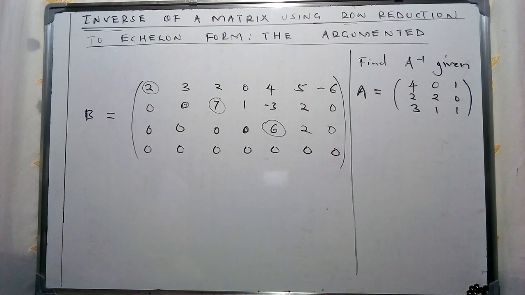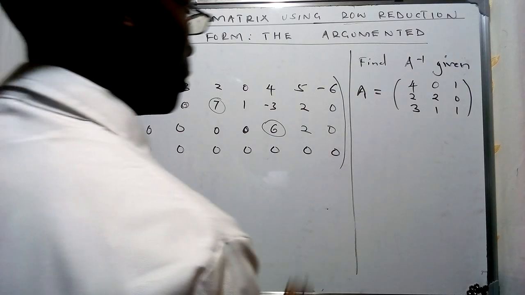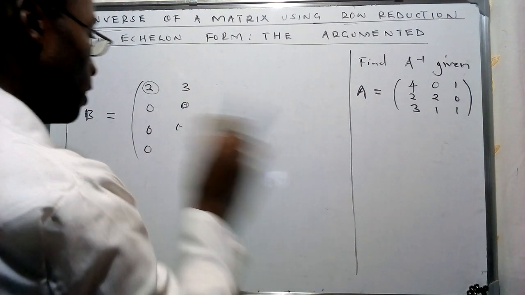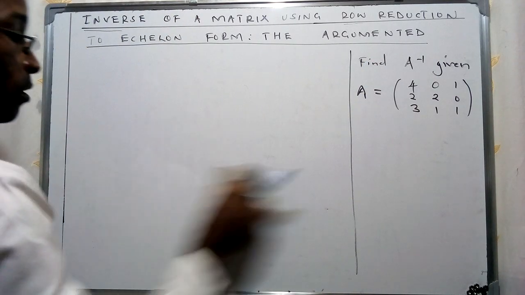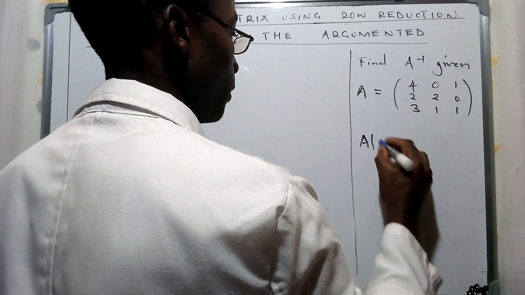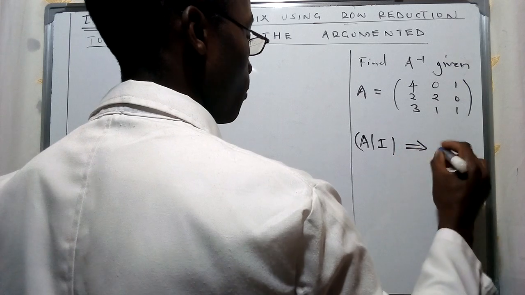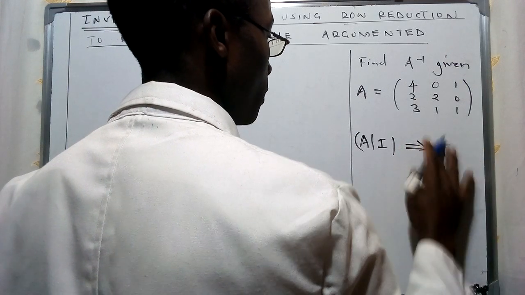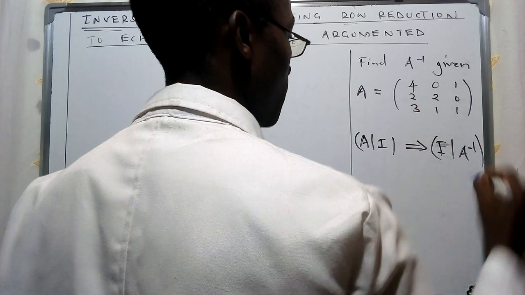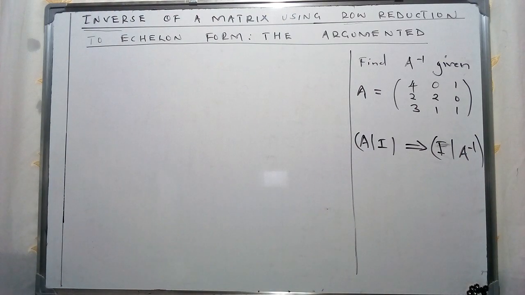Now, as I mentioned earlier, for us to get the inverse of a matrix using row reduction to echelon form, we're going to use this specific statement, whereby we have the matrix A given in augmented form, which is going to be transformed so that we have the identity together with the inverse of that matrix.